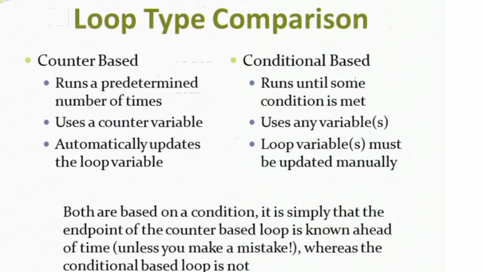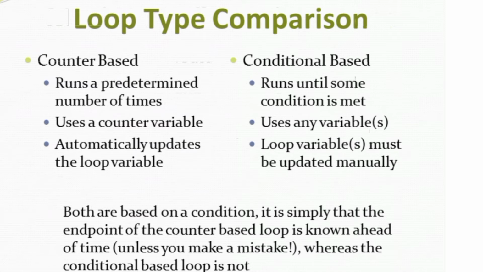And really, if you think about both of these, they're both based on a condition. It's simply that for the counter-based loop, we know when that condition is going to occur that stops the loop from repeating, unless you make a mistake, and we'll talk about that in a little bit here. However, with the conditional-based loop, you don't know exactly when that event is going to occur that's going to cause the loop to exit. Okay, so that's the main difference we have between the counter-based and the conditional-based.